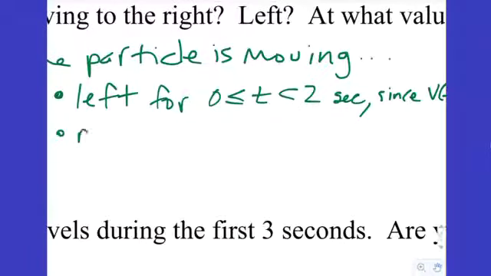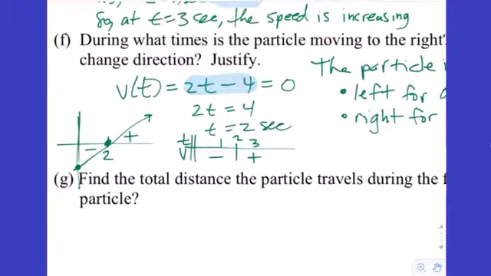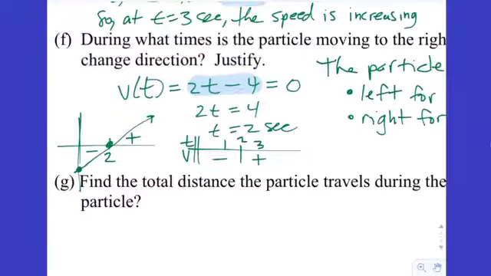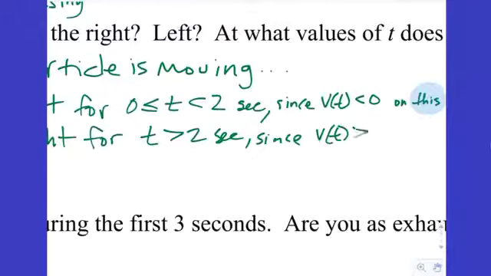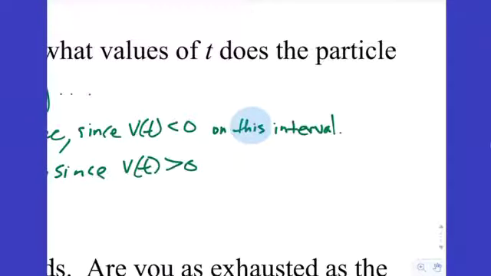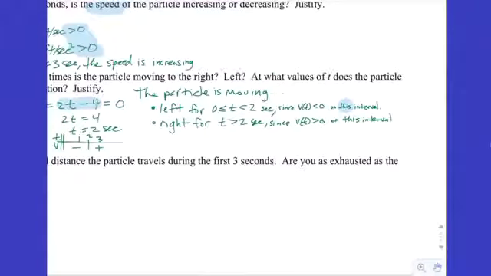And then it's moving right for what values of t? Greater than 2? Do we have an upper bound like 5 or infinity? No, we don't. So you could say for t greater than 2 seconds. Ooh, I almost lost a point. Seconds. Since v of t is greater than 0 on this interval. Very important. Okay. I feel like we're getting to know this particle pretty well.